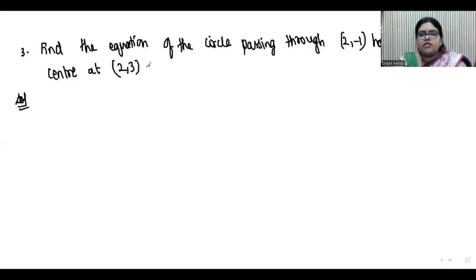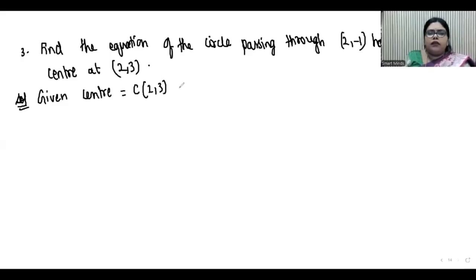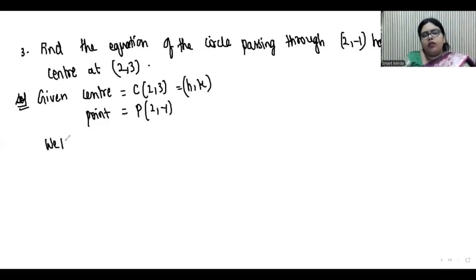Take the next question. This is also similar. Find the equation of the circle passing through (2, -1) having the center at (2, 3). Now what is given to us? Center is C(2, 3). We can take this as (h, k). Now what is the point? Point is P(2, -1). We know that CP is equal to radius. So if you want to find the radius, we have to apply the distance formula between center and point.